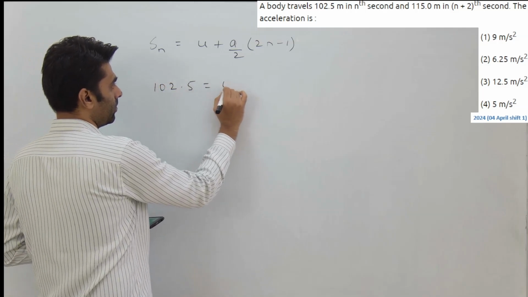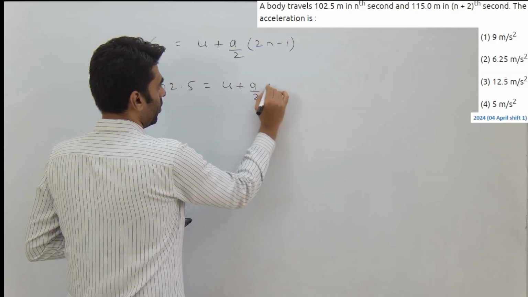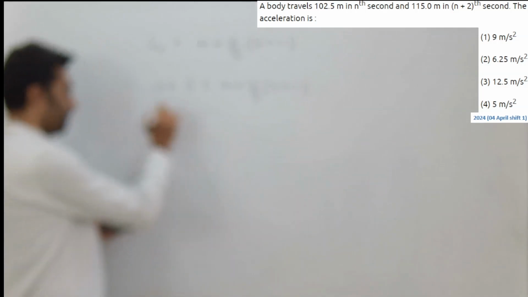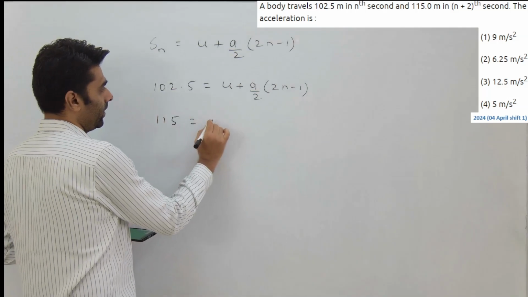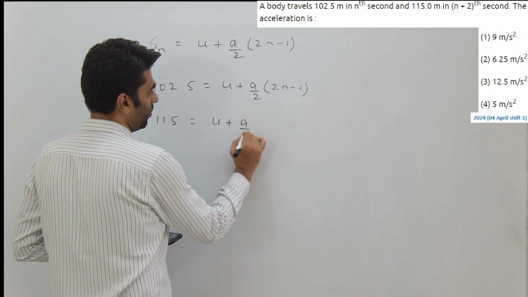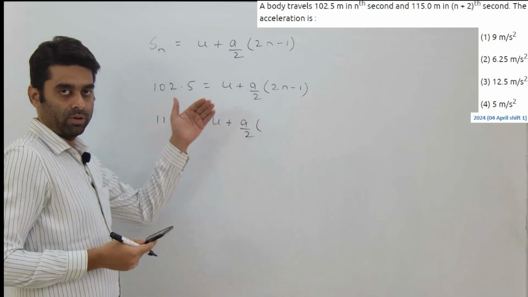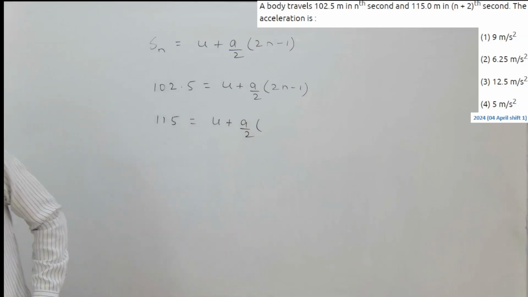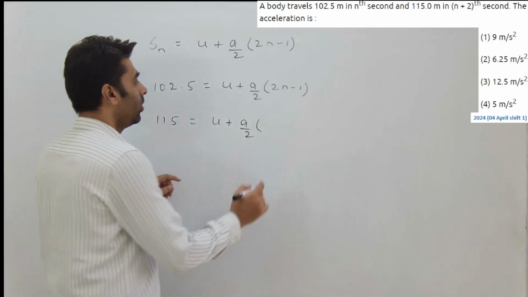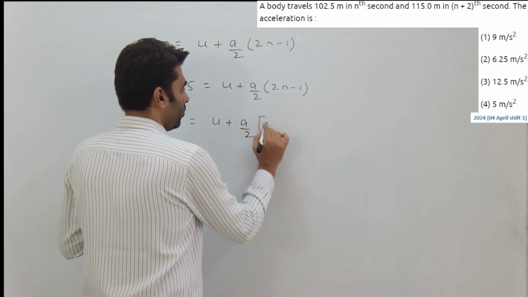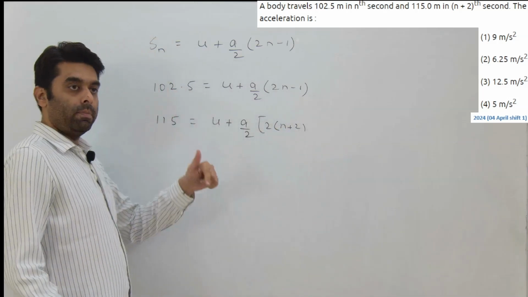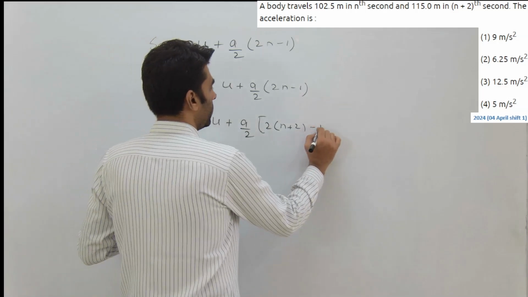For nth second, the displacement given to you is 102.5, which is equal to u plus a by 2 (2n minus 1). For n plus 2 second, it is given to us 115. 115 is equal to u plus a by 2. Acceleration will be the same only for the same journey, for constant acceleration. So u plus a by 2 times 2 times n plus 2 minus 1, because we are talking about n plus 2th second, right?